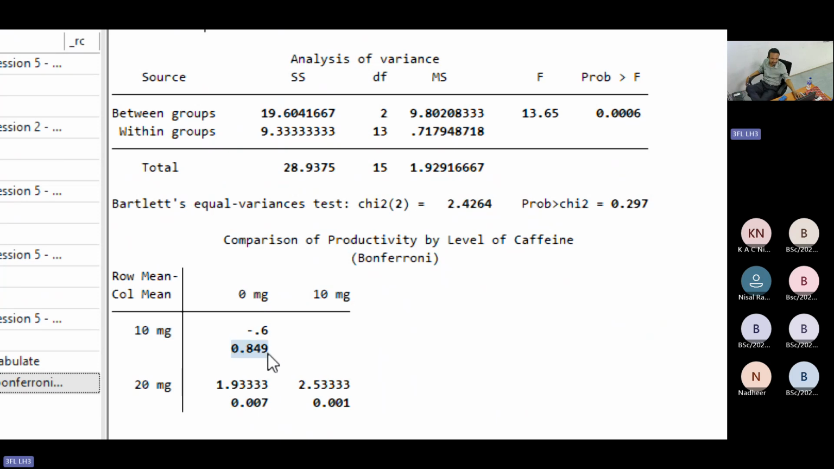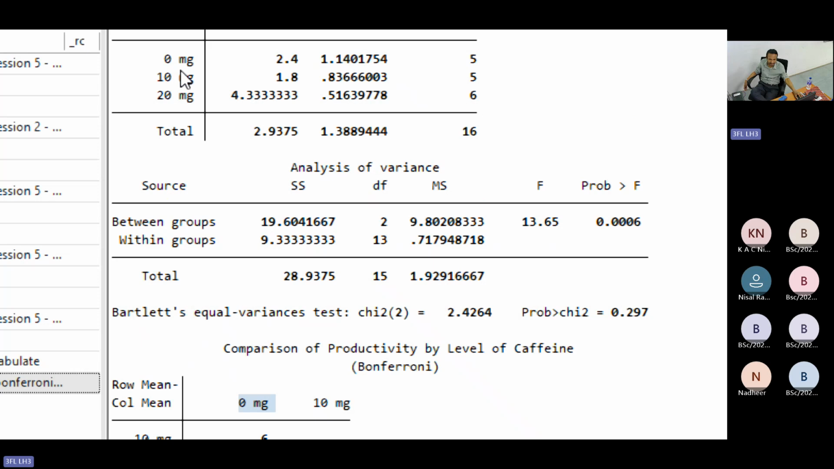Then it says whether the difference is significant or not. The significance level is 0.0849. Is it significant? No. It's above 0.05. So the conclusion is the 10 milligram group and 0 milligram group have no significant difference. That is taken on a separate basis, not the overall basis.